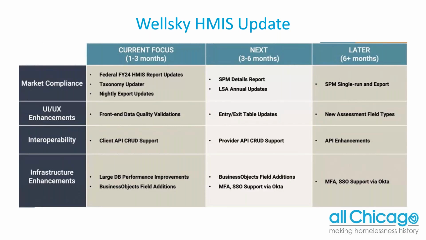The HMIS we use is called Community Services. It's provided by a company called WellSky. And they have a roadmap that we shared in the last ATA meeting. So we can move all these dates back a couple of months. But they have changes to the HMIS that they split into 3 different categories: the next 3 months, so some of the stuff should already be done, the next 3 to 6 months, and then later is 6+ months.